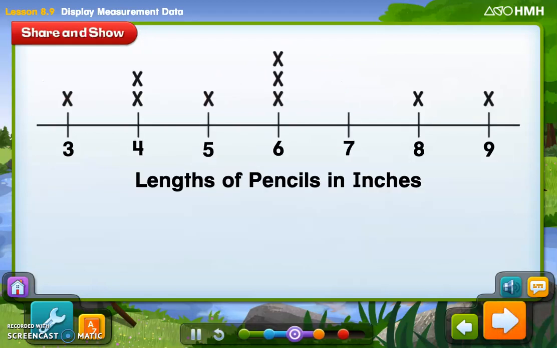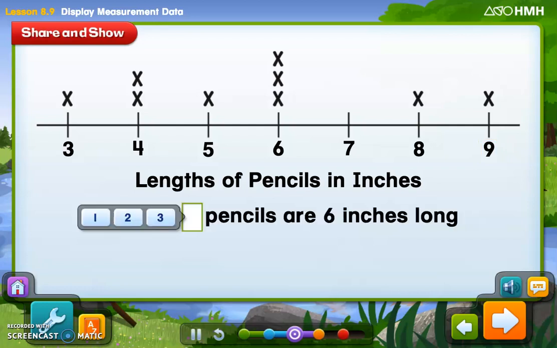This is a line plot. A line plot is a way to show data. The title of this line plot is Lengths of Pencils in Inches. On this line plot, each X stands for one pencil of a certain length in inches. These are the different lengths of the pencils. On this line plot, the shortest length you can show is 3 inches, and the longest length is 9 inches.